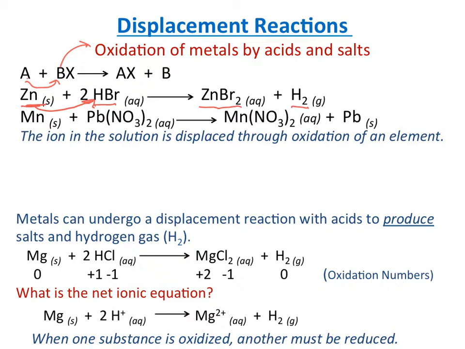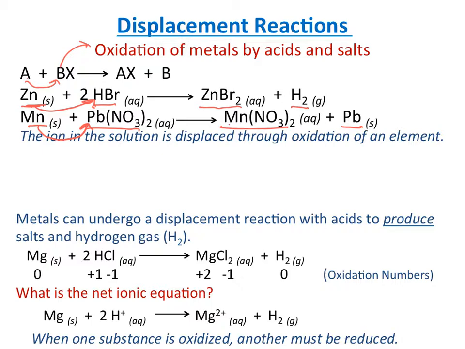We could also have a metal, such as manganese as a solid in its elemental form, reacting with some kind of salt, in this case lead nitrate. Manganese is going to kick out the lead to produce lead in its elemental form and some kind of salt.